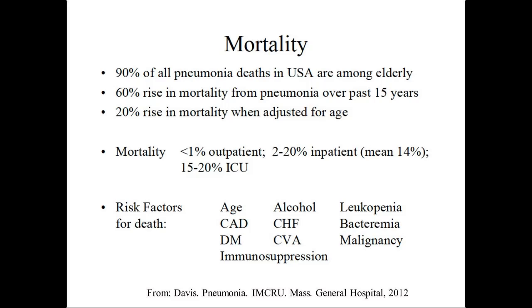So 90% of all pneumonia deaths are actually among the elderly. 60% rise in mortality from pneumonia over the past 15 years. 20% rise in mortality when adjusted for age. Risk factors for death are listed here and include such things as age, coronary artery disease, comorbidities, the presence of bacteremia. Although pneumococcal pneumonia deaths have decreased in recent years because we're so good at administering antibiotics, I think all of us recall a case of invasive pneumococcal disease where the patient did poorly or even died as a result.